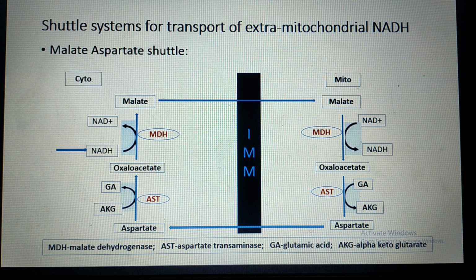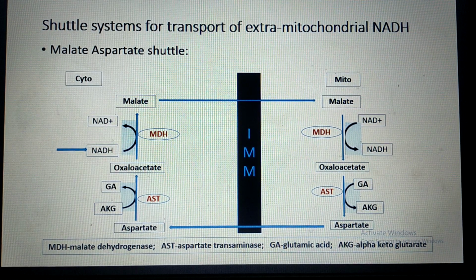Aspartate enters into the cytoplasm, and again the reverse reaction takes place. The amino group from aspartate is removed and added to alpha ketoglutarate, which is present in the cytoplasmic compartment, and this alpha ketoglutarate, after addition of the amino group, gets converted into glutamic acid. Again the enzyme is the same, aspartate transaminase. So in this way, this shuttle starts from oxaloacetate and ends with oxaloacetate. This shuttle takes place in various tissues.